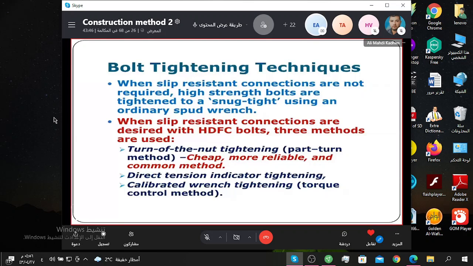Bolt tightening techniques. When slip resistant connections are not required, high strength bolts are tightened to snug tight using an ordinary spanner wrench. When slip resistant connections are desired with HSFG bolts, three methods are used. Turn of the nut tightening method, cheap, more reliable and the most common method. Direct tension indicator tightening. Calibrated wrench tightening, the torque control method.